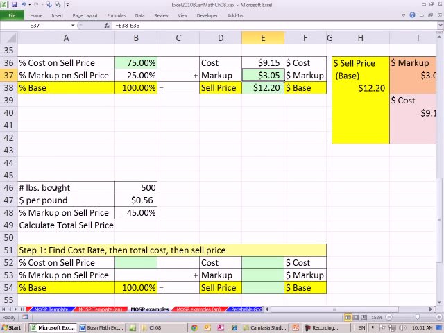So here we're given, this is about bananas. I hope I spelled bananas right. So you bought 500 pounds, and the cost per pound was 56 cents. We know that the percentage markup on sell price is 45%. Our goal is to calculate total sell price. The only trick for this example is that we have to calculate the cost, 500 times, because there's 500 pounds, and they give us how much we paid per pound.